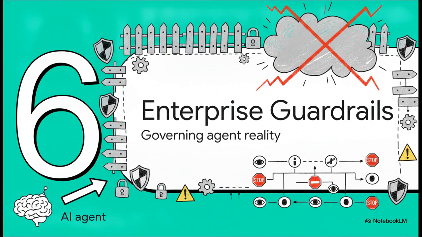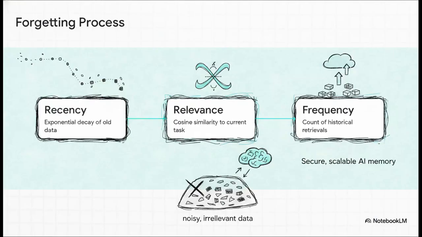Section 6. Enterprise Security and Guardrails. Governing the agent's reality. Finally, we must tackle the governance gap, because building a brilliant agent is completely useless if it violates your company's compliance policies. An unbounded, ungoverned memory pool is quite literally an enterprise security disaster waiting to happen.